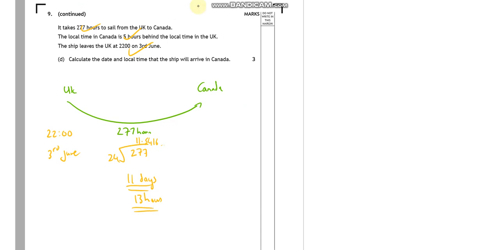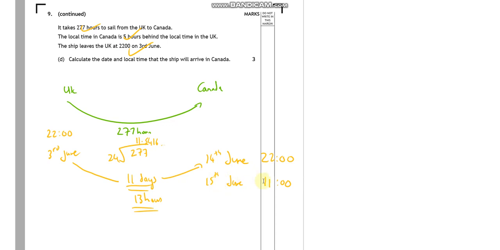So 3rd of June, go 11 days. That's going to be the 14th of June. So that's the 14th of June at 10 o'clock, because that's when I set sail. If I then add 13 hours to that, that's going to give me the 15th of June. We're into the next day, aren't we? Because 2 more hours gets me to midnight. So then that's going to be another 11 hours, to be 11 in the morning, won't it? So 13 hours onto this is 2 hours to get me to the 15th of June, and I've still got 11 hours left.